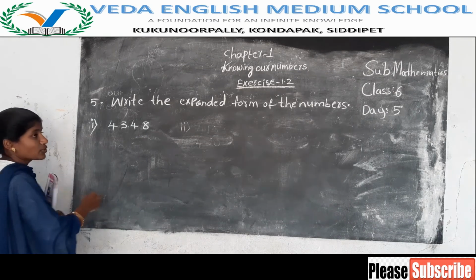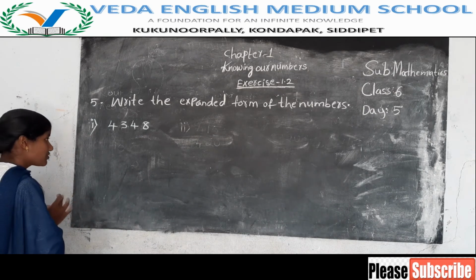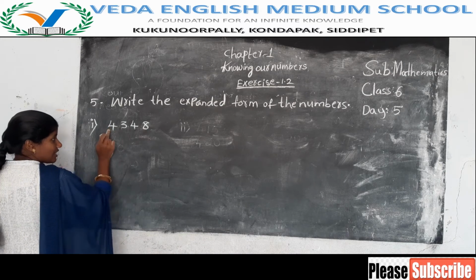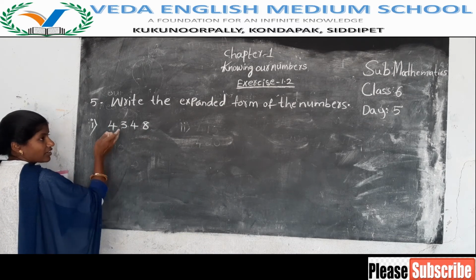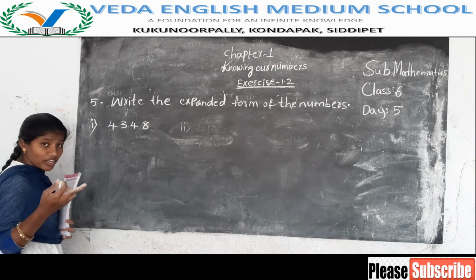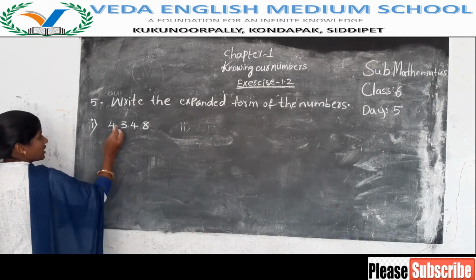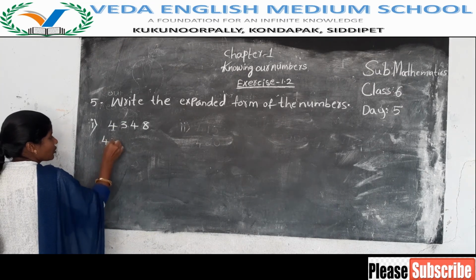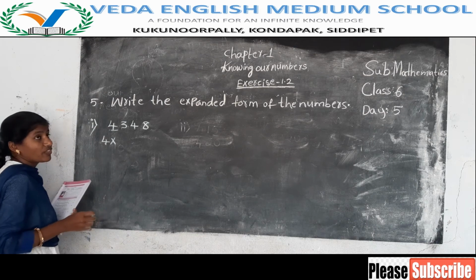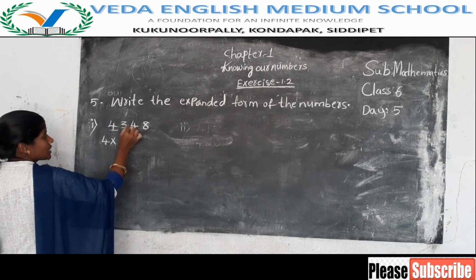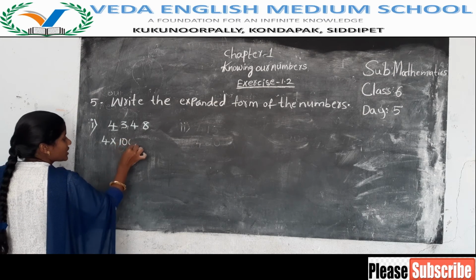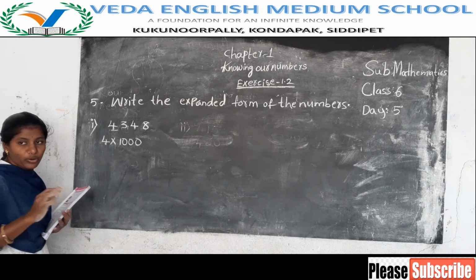Now how to write the expanded form? We have to start the expanded form from left side to right side. You have to count the place values from right side to left side. On the left side the first number is 4. We have to multiply this number with its place value. What is the place value of this 4? Ones, tens, hundreds, thousands. 1000. Now 4 has completed.